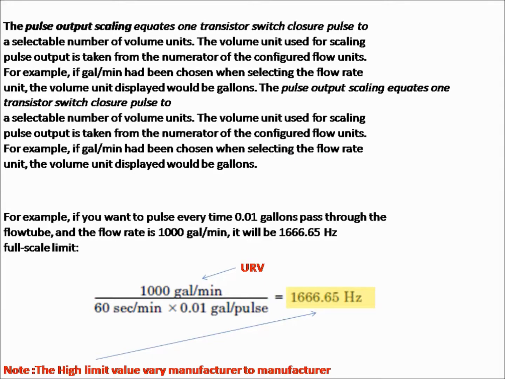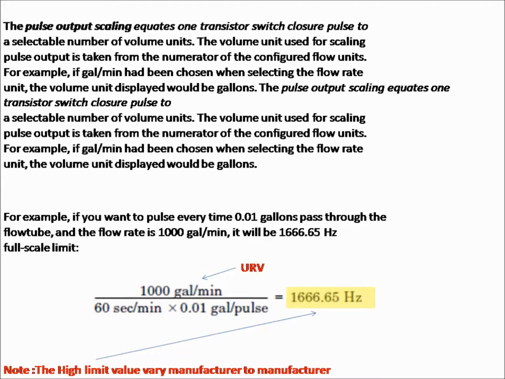So in detailed setup, first we have to scale the pulse output. You have to calculate it for your application. Suppose, for example, you want to pulse every time 0.01 gallons pass through your flow tube, and the flow rate is 1,000 gallon per minute. So now how can we calculate the pulse output?